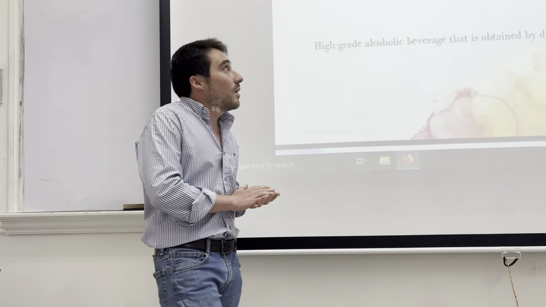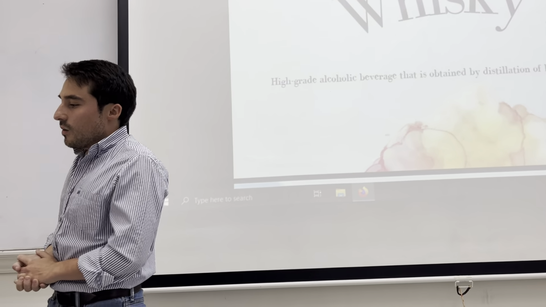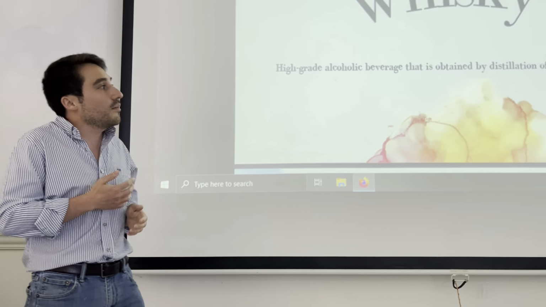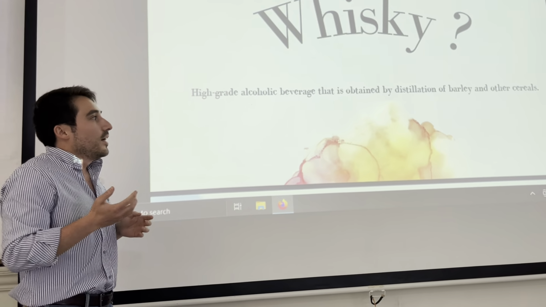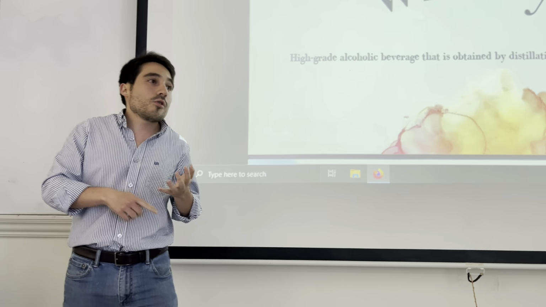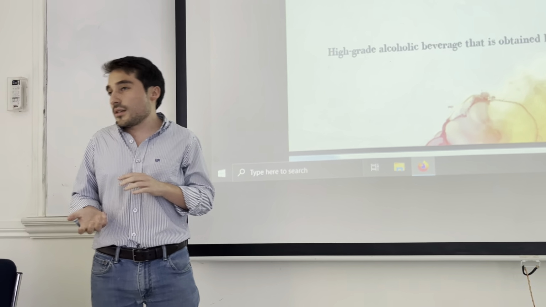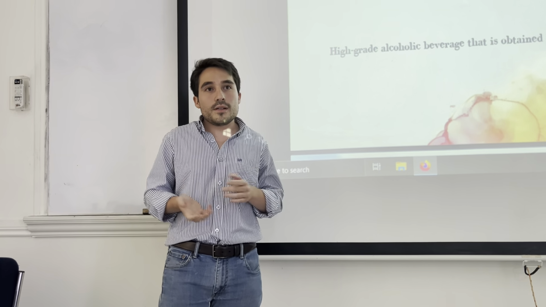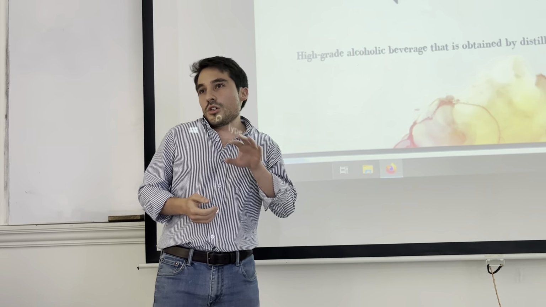So first of all, we're going to talk about what is whiskey. Well, whiskey is a high grade alcoholic beverage that is obtained by distilling cereals of barley or corn. You can get it from rye and other cereals. They are already making whiskey from rice in Japan. But right now we're going to focus on just Scotch whiskey.